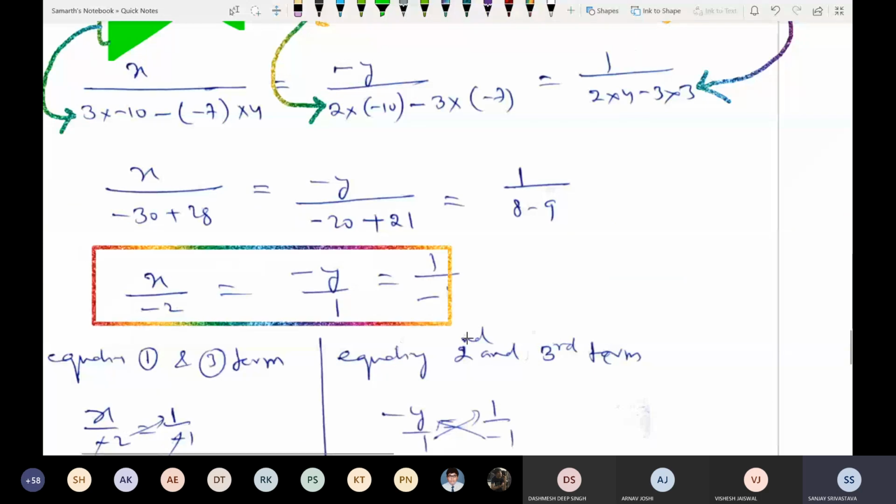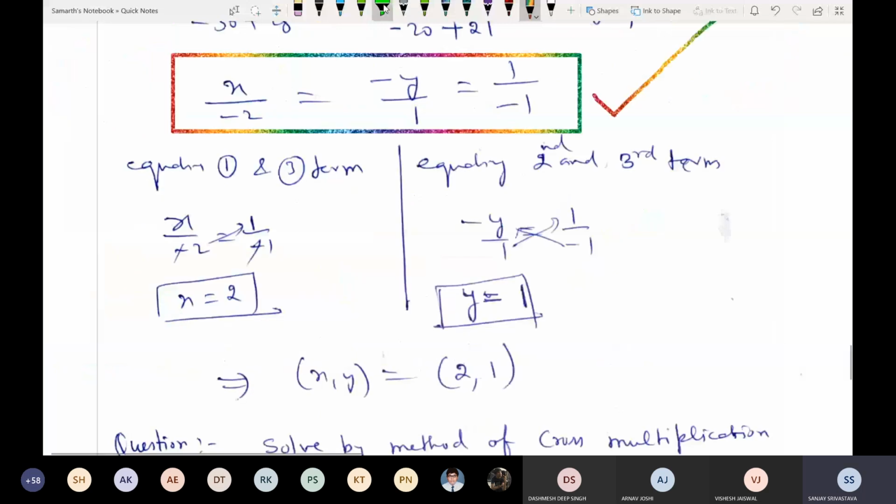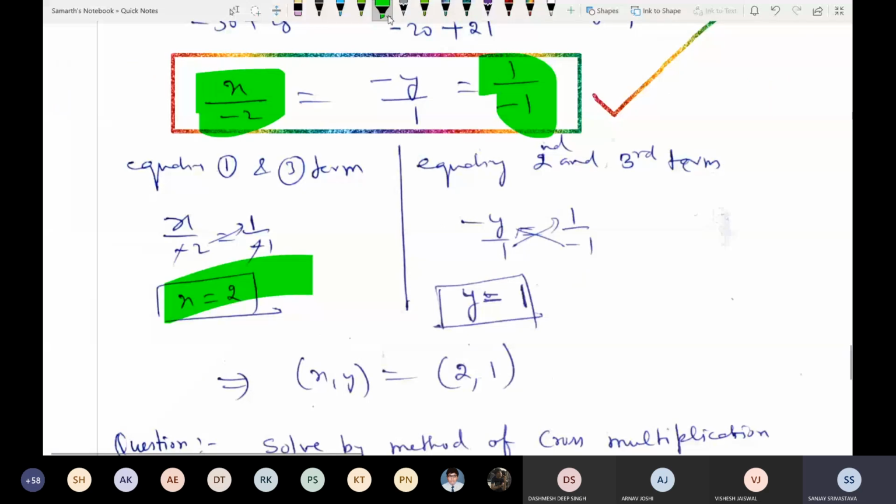So you will get ultimately x upon minus 2 is equal to minus y upon 1 is equal to 1 upon minus 1. So as I told you, you will equate the first and third term. So you will get what? x upon minus 2 is equal to 1 upon minus 1. Minus minus will cancel, and when you do the cross multiplication, you will get the value of x as 2.